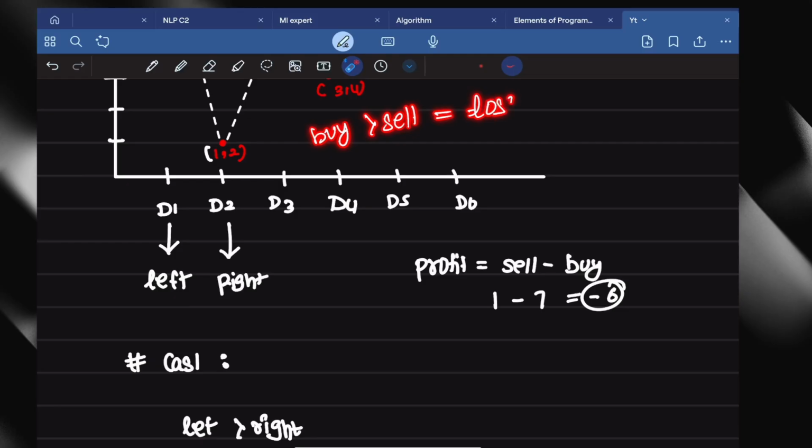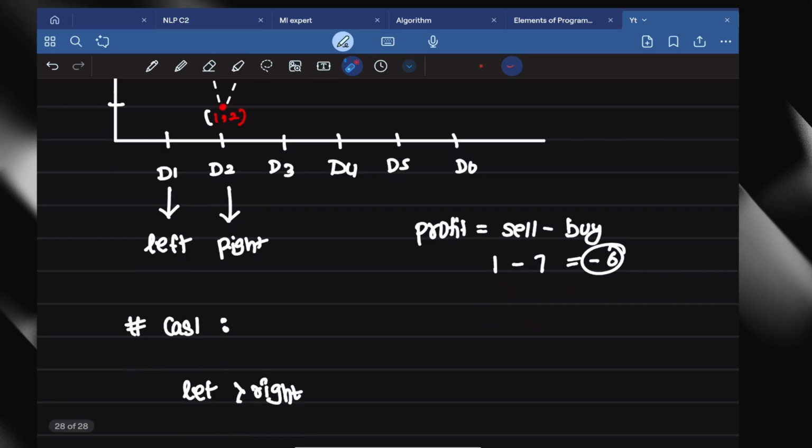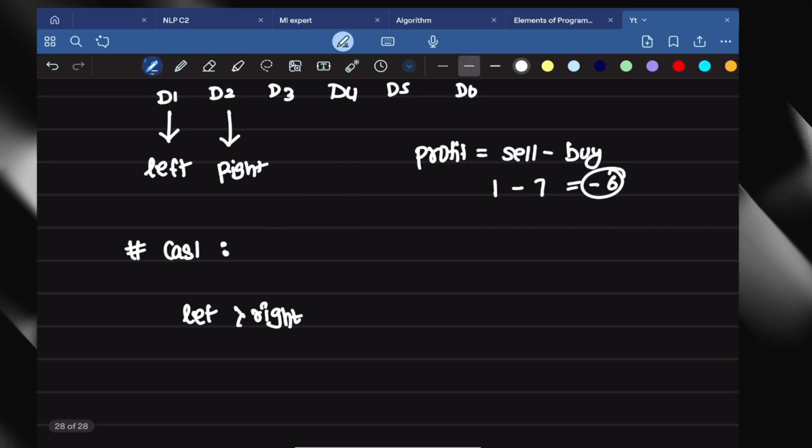You're just going to get the loss. That's what this indicates. If you see here, you have 6 rupees loss. This is not a profit. Am I right? It's negative 6, which is loss, because you bought it for 7 rupees and you're just selling it for 1 rupee. Obviously this is loss. This loss occurs only in this case. Left is greater than right indicates loss.